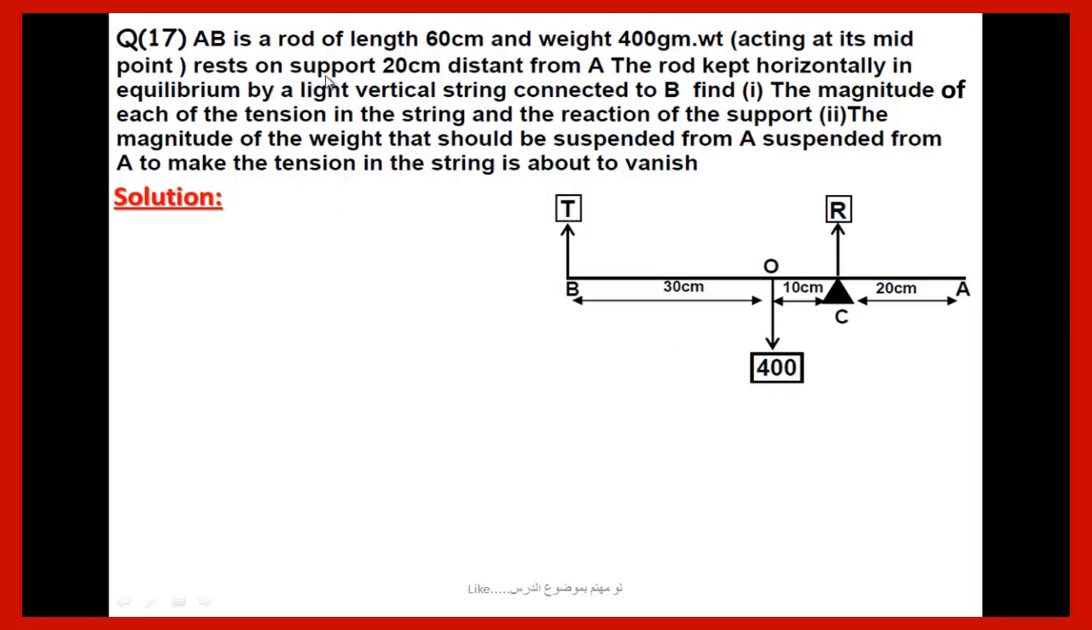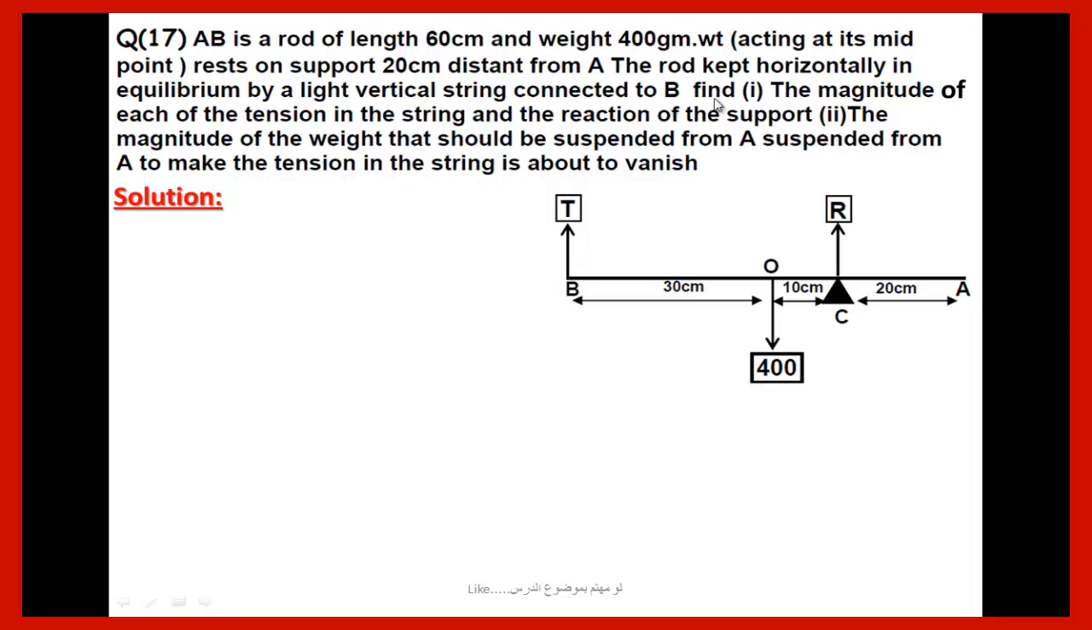It rests on a support 20 centimeters distant from A. This is a support at distance 20 centimeters from A. So we have a reaction of the support at the point C, denoted by the symbol R. The rod is kept horizontally in equilibrium by a light vertical string connected to B. Here is the string connected to B. So the second force upward is the tension at B, the tension of the string. It is equal T.